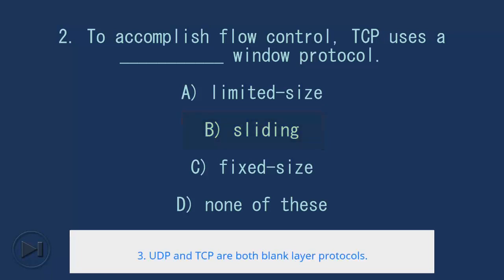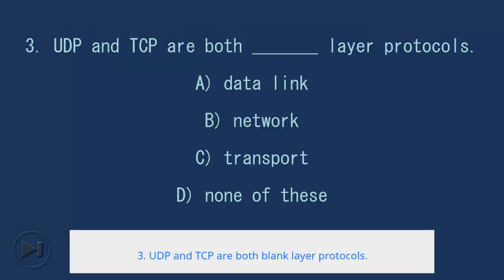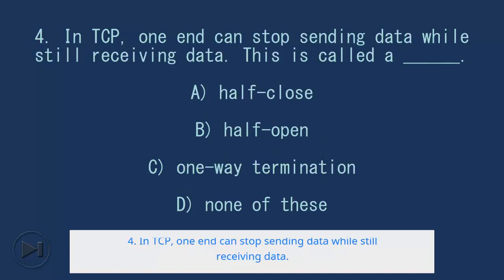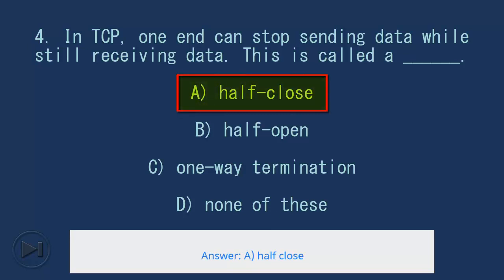Sliding. 3. UDP and TCP are both blank layer protocols. A. Data link. B. Network. C. Transport. D. None of these. Answer, C. Transport. 4. In TCP, one end can stop sending data while still receiving data. This is called a blank. A. Half close. B. Half open. C. One-way termination. D. None of these. Answer, A. Half close.